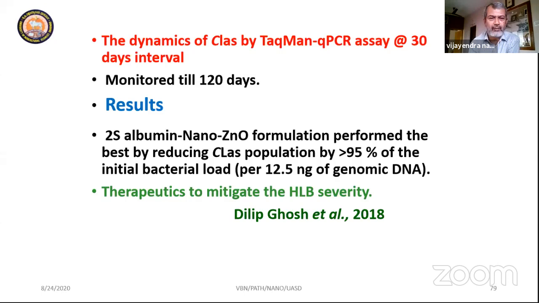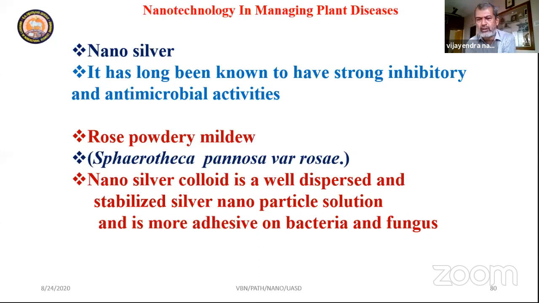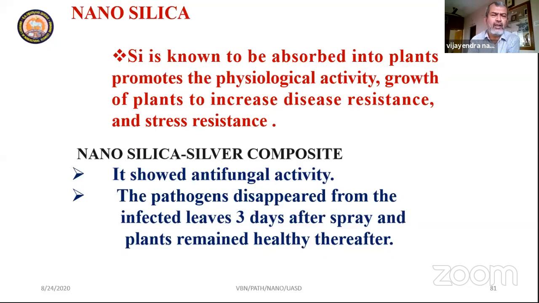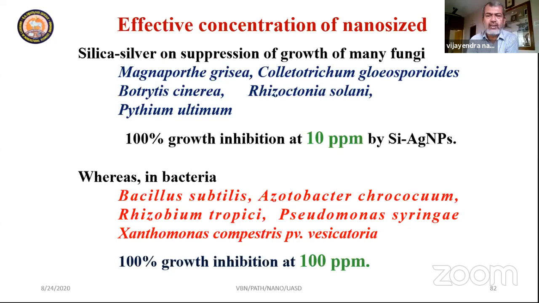Now you will come across many other examples using nano silver, rose powdery mildew, right? Silica gel, and other things. All of them have their own significance. If you look at the literature, my students have done a wonderful review. You will come across nearly 15 to 20 for each group. So conservation and other things, series of organisms and others, we can find in these things.